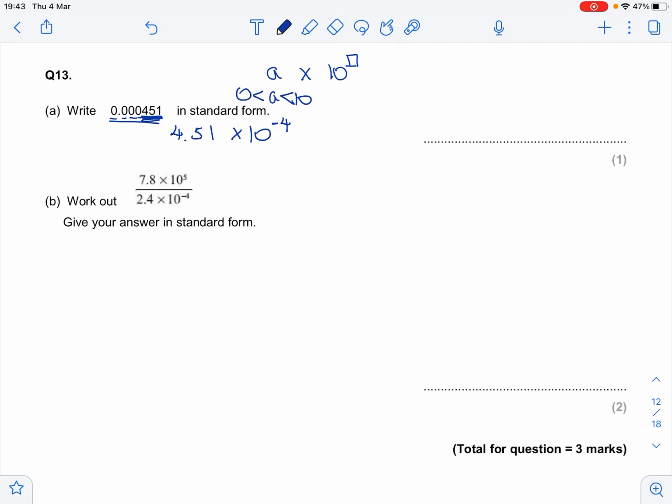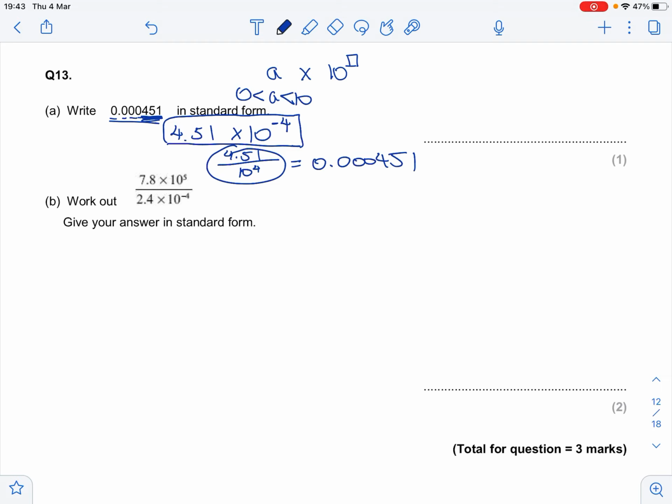So this means 4.51 divided by 10 to the power of 4. So this just means that, and this will give you 0.00451. So your answer is this.